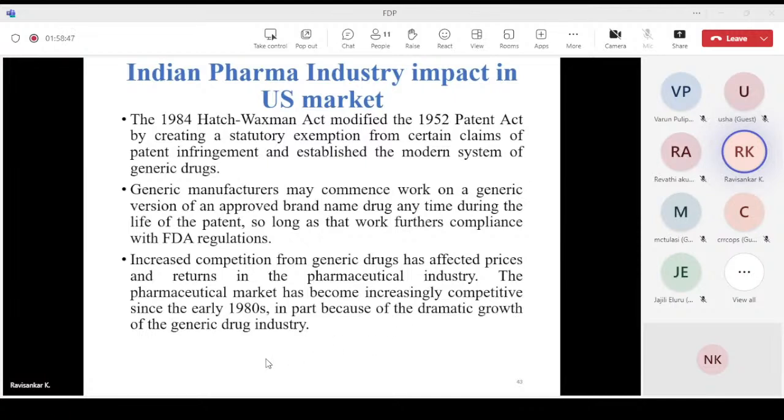That is the provision they have provided in the Hatch-Waxman Act, which is an advantage for our Indian companies. Increased competition from generic drugs has affected prices and returns in the pharmaceutical industry. The pharmaceutical market has become increasingly competitive since the early 1980s, in part because of the dramatic growth of the generic drug industry.